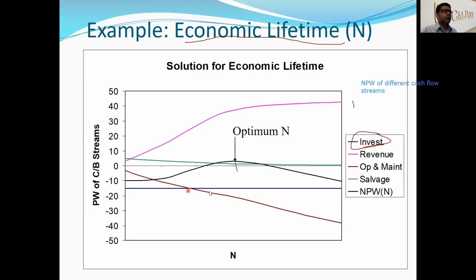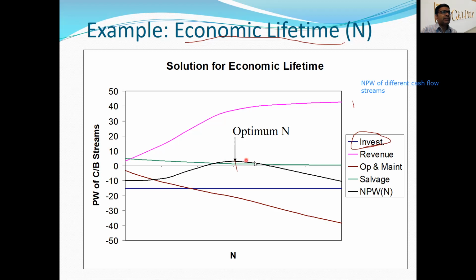So net present worth of initial cost is always a flat line because it's always in today's dollars. But salvage value, as you increase the lifetime, is going to happen way into the future, and that's why it decreases in value. And all the other streams sort of start out small. The revenues start out small, they go up fast at the beginning, but then they flatline because the later cycle revenues are small. And then initially the operation and maintenance costs start out small, but as N increases, they keep going up and up.